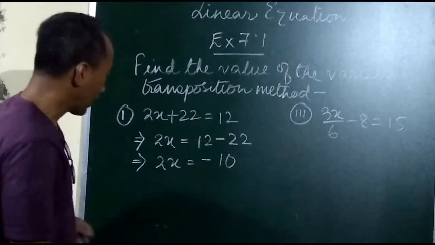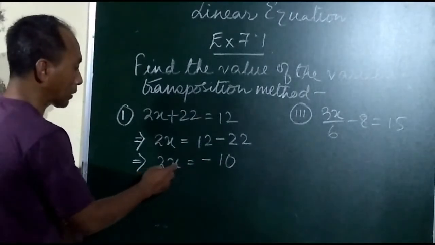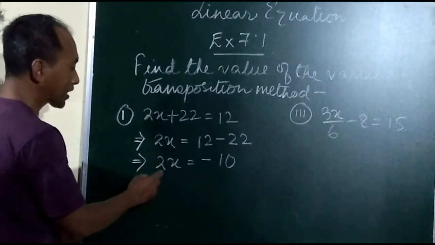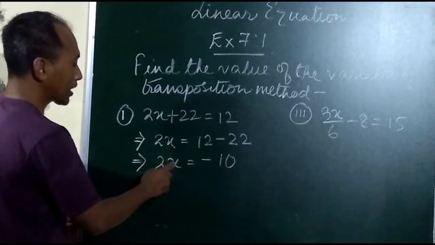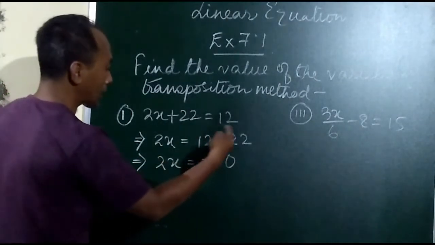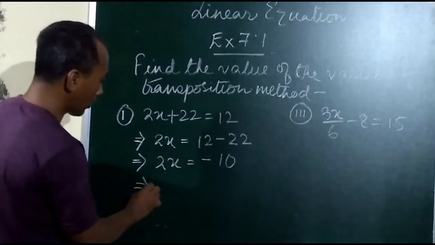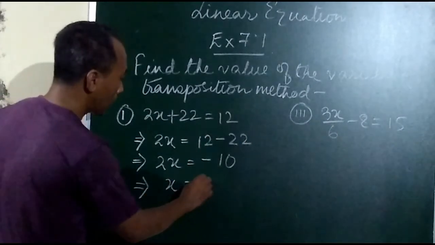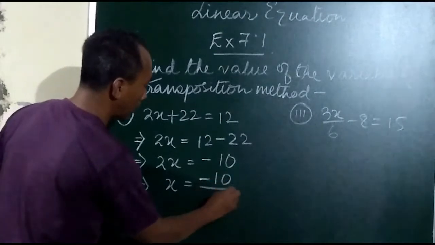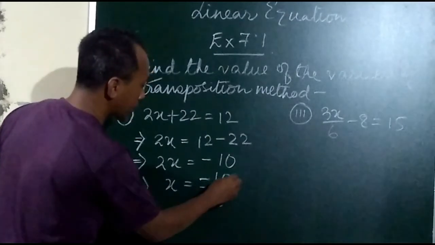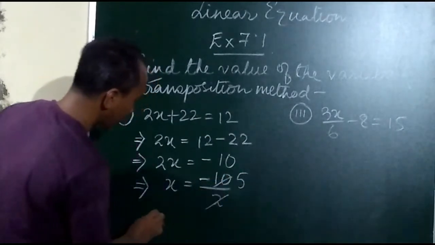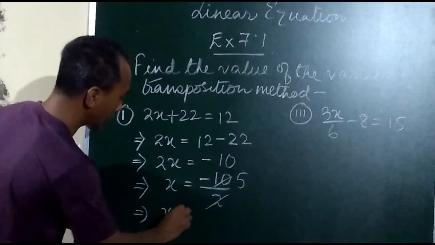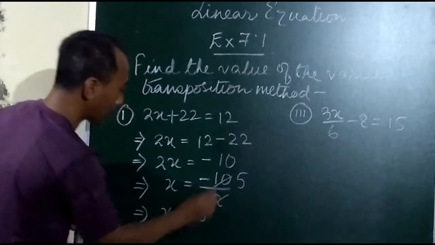So minus 10. So here 2 and x are multiplying. When we take this constant term to the other side, since it is multiplying, it will change into divide. So x equals minus 10 divided by 2. So the answer is minus 5. The x value is minus 5.